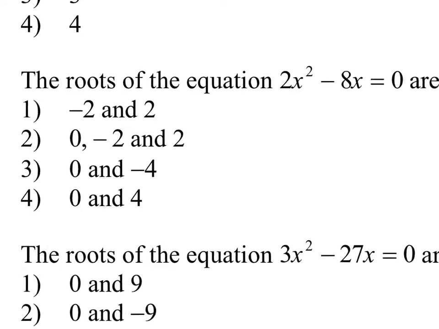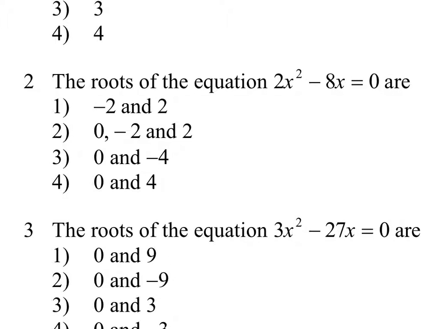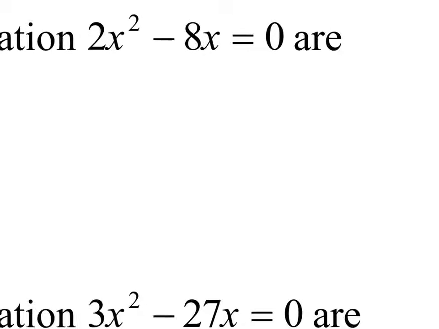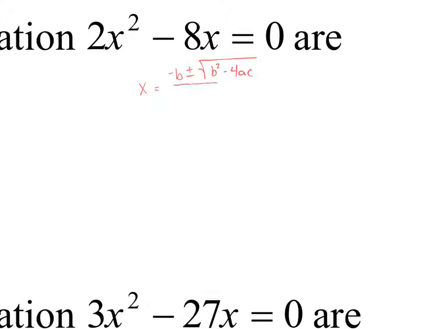We'll zoom in here and look at number 2. The roots of the equation 2x squared minus 8x equals 0 are, all right, so in order to find those, it's pretty easy. We're going to set this up just like we did with all our examples in class, and we're going to start off with the good old quadratic formula. So x is equal to negative b plus or minus the square root of b squared minus 4ac all over 2a. All right, now we just go about plugging in our values.